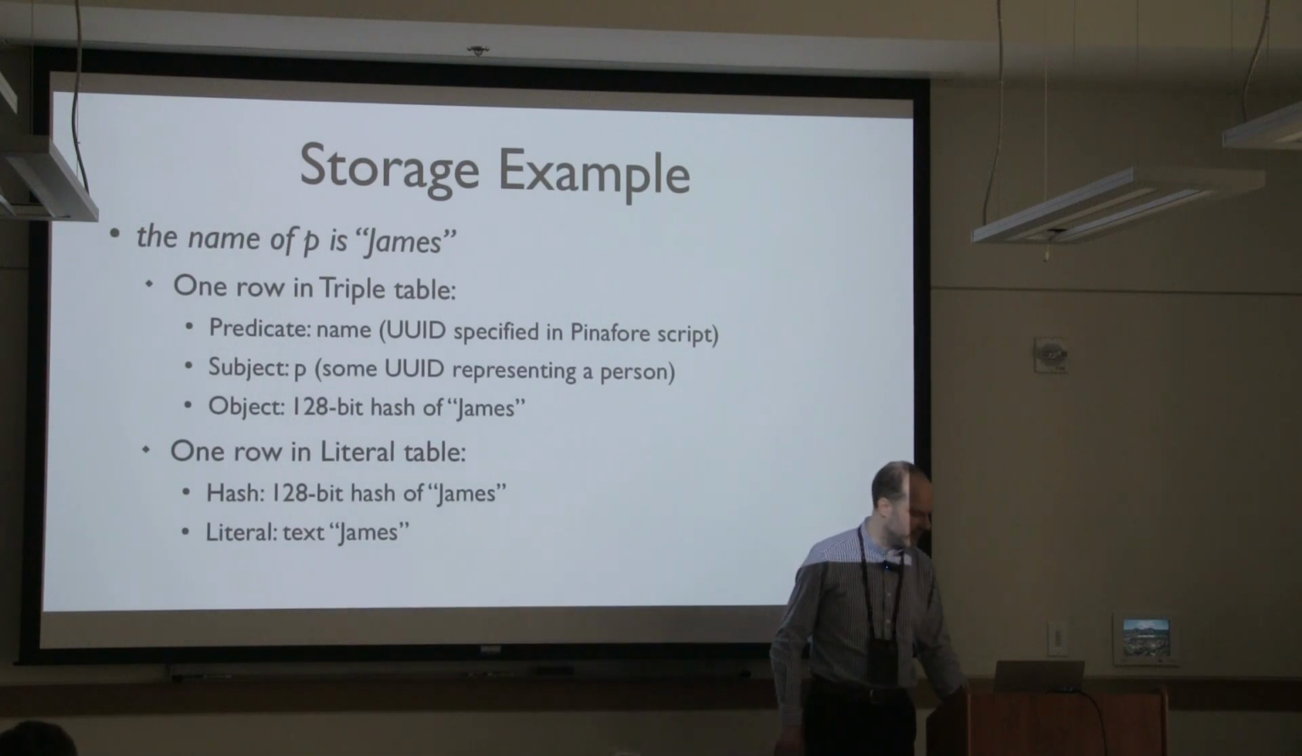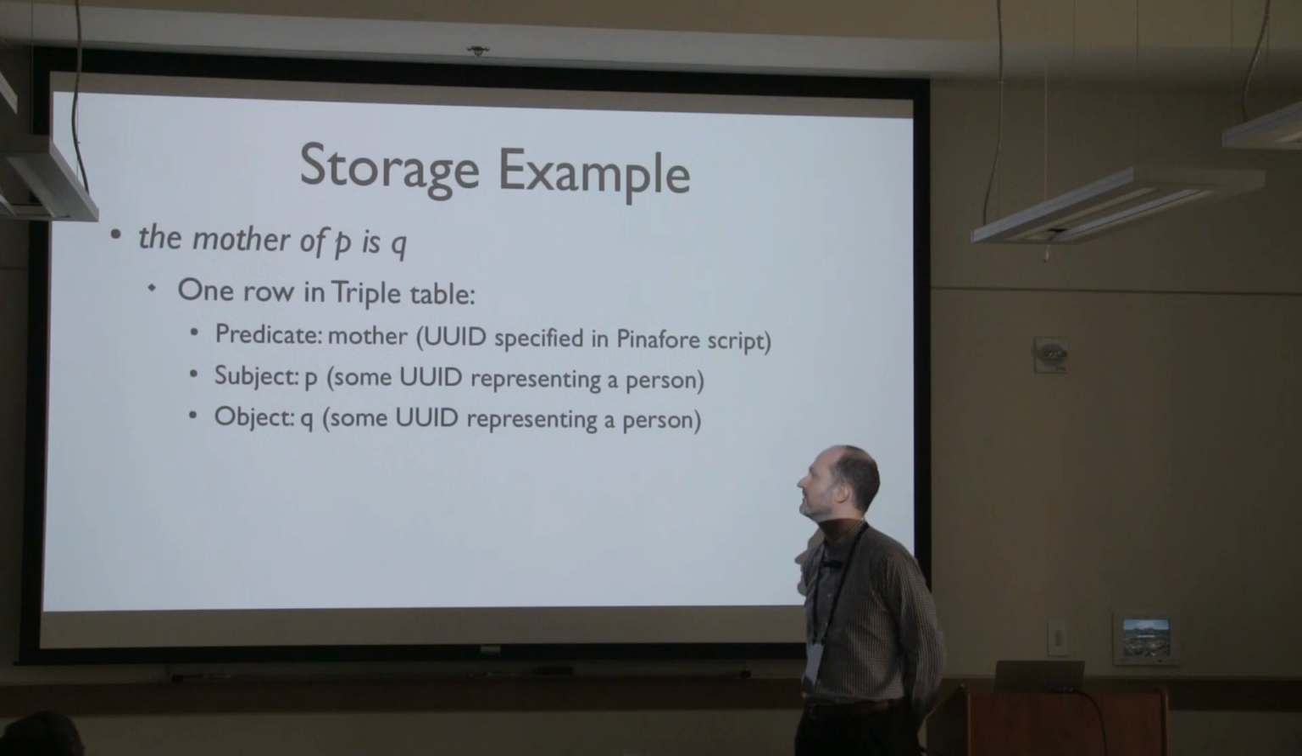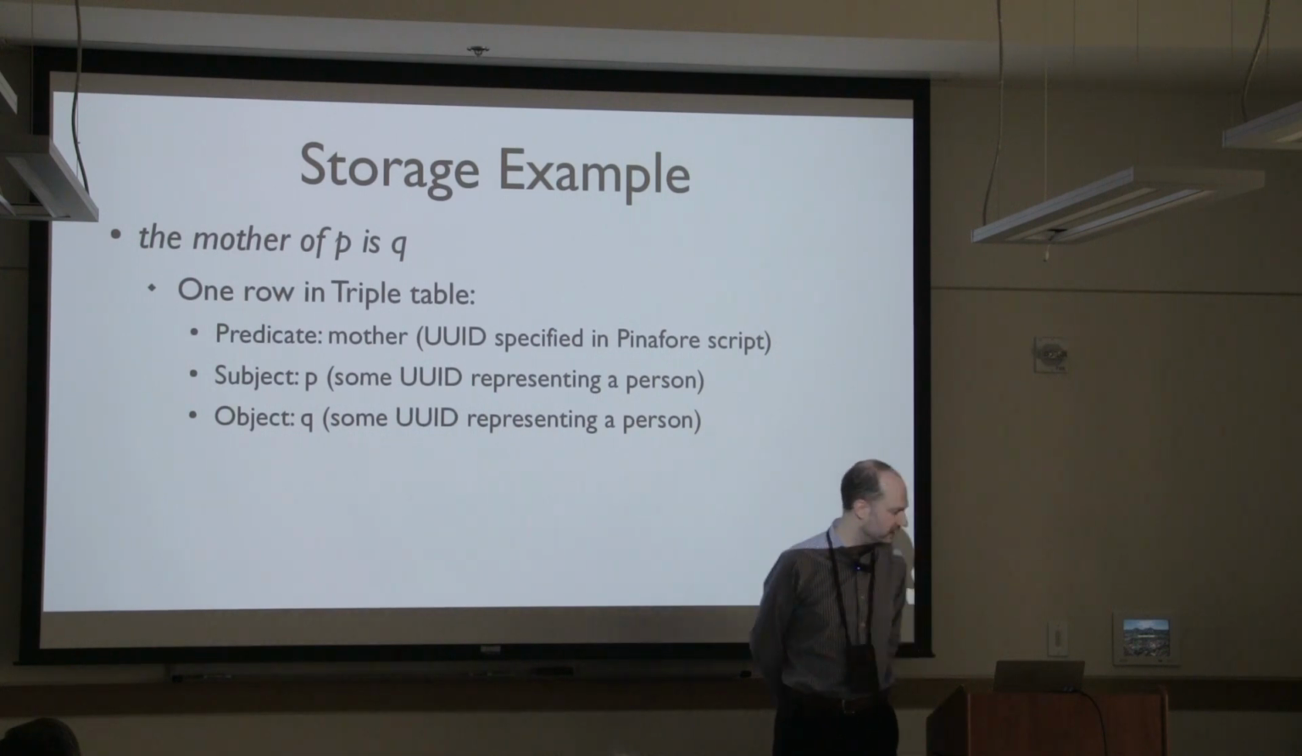So here's a slightly simpler example. The mother of P is Q. So in this case, it's just one row in the triple table. P and Q are both values of type person. Mother is a property, which becomes a predicate in the table. And then P is the subject and Q is the object.